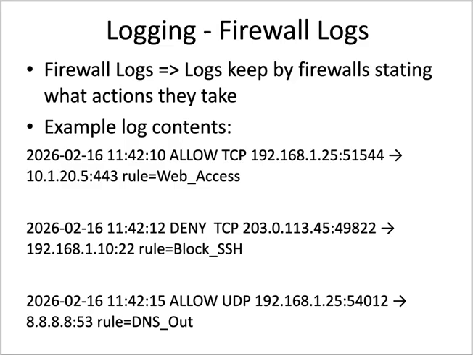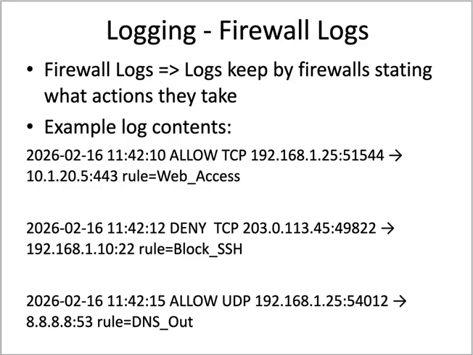Now, on a firewall log, here's what it might look like. At this date and time, we allowed a packet. Here's the source IP and source port. It was going to the destination IP on the destination port 443, and the rule that allowed that was web access. So web access is a rule that probably says anything that's going to port 443 or port 80, let it go through.